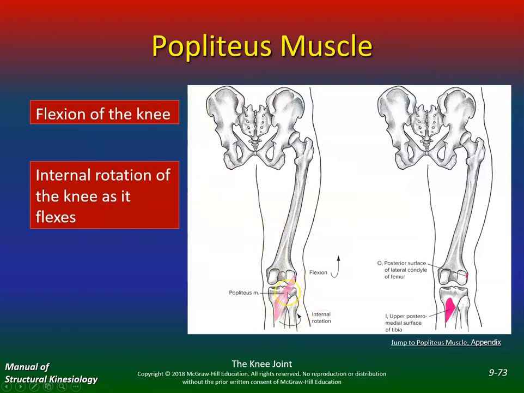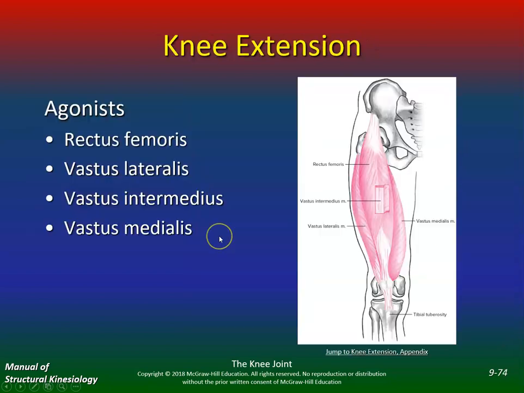Here's that popliteus muscle. It does flexion of the knee, and it does internal rotation of the knee as it flexes. So as it bends, it will internally rotate that knee. After total knees or ACL injuries, I have found that clients and patients have tightness in their popliteus. So if you work it behind the knee, a lot of times it will relieve their knee pain.